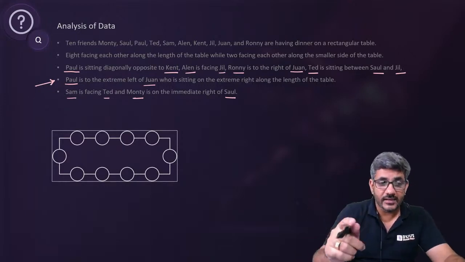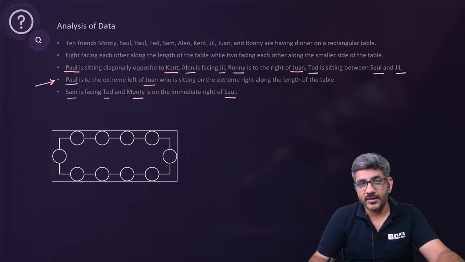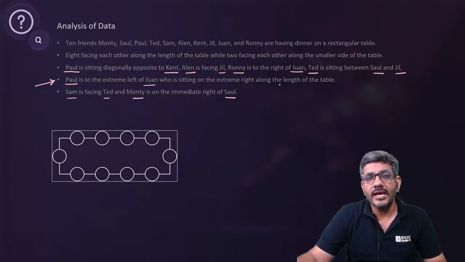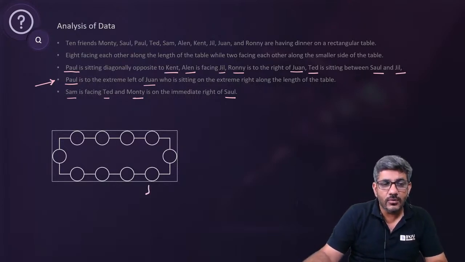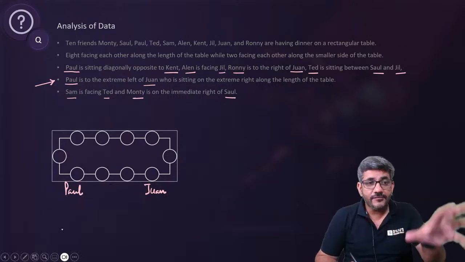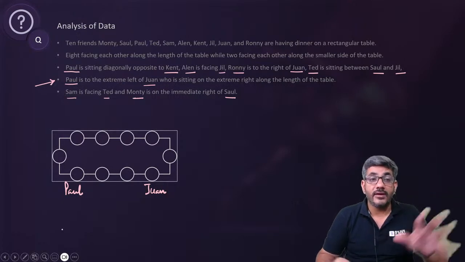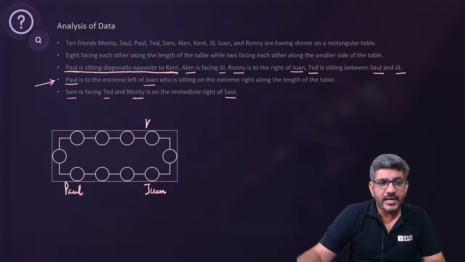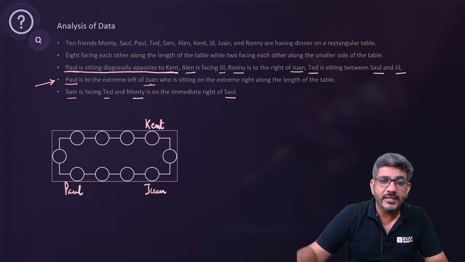On which side are they? Start with this statement. This is the best statement for you to start with. Paul is to the extreme left of Juan, who is sitting on the extreme right along the length of the table. So let us say Juan is here to the extreme right and Paul is sitting to the extreme left of the table. So Paul is sitting here. Start इससे करो. अब क्या करना है? Now just find out Paul and Juan anywhere. कहीं भी इनके बारे में जहां जिक्र हुआ हो, जैसे Paul is sitting diagonally opposite to Kent. So Paul is diagonally opposite to Kent. So Kent should be here. Now anything related to Paul, Juan or Kent जहां भी मिले देख लीजिएगा.